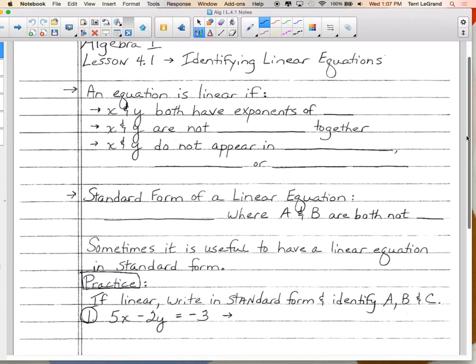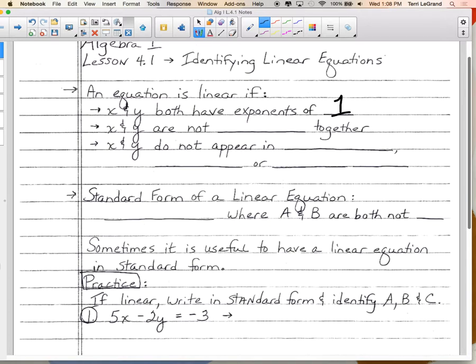You're not going to want to have to graph them all the time to determine it, or find a table of ordered pairs so you can see if there's a constant change in both the x's and the y's. We can look at it just by eyeballing and say, if it passes all of these tests, then it's going to be considered linear. So, an equation is linear if x and y both have exponents of 1. They're both to the first power. So no x squareds, no x to the third power, no y squareds. It needs to be x and y.